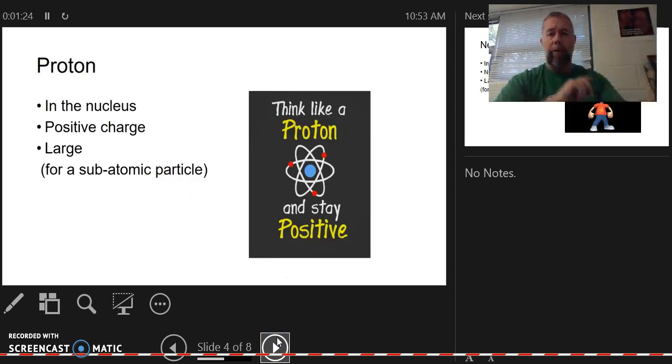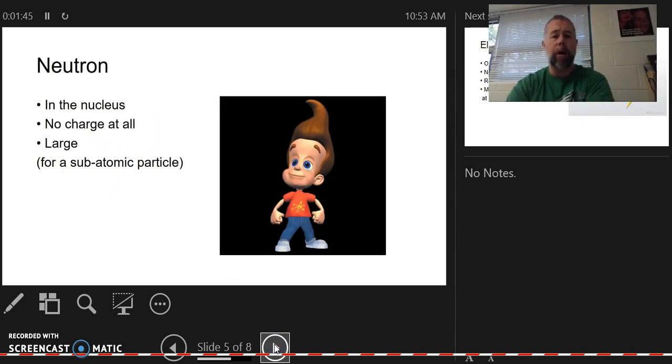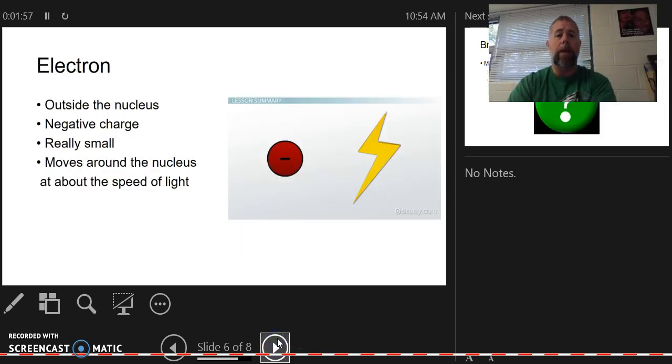So, we have three parts. Proton. These are things you're all going to need to know as we're going forward in this next week. Proton, it's in the nucleus. Where's the nucleus? Right there in the middle. It has a positive charge. Think about the batteries. You have to put in something that has a positive side and a negative side. They are large, okay? Neutron. Jimmy Neutron there. In the nucleus, no charge at all. Large for a subatomic particle, but it's large. Think of it that way.